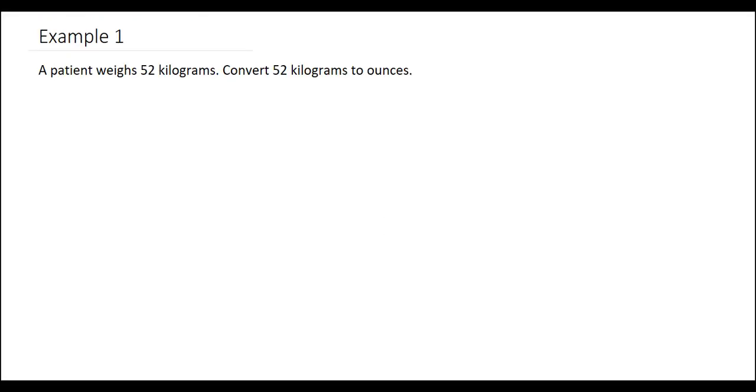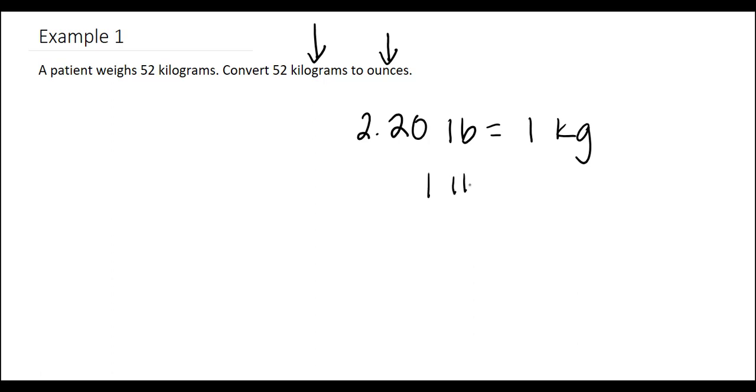Example 1. A patient weighs 52 kilograms. Convert 52 kilograms to ounces. So what do we know about kilograms? We know a conversion between kilograms and pounds. Kilograms is in the metric system, and ounces is in the US system, so we're going to do a conversion between the two. So we know 2.20 pounds is equal to 1 kilogram. And 1 pound is equal to 16 ounces.